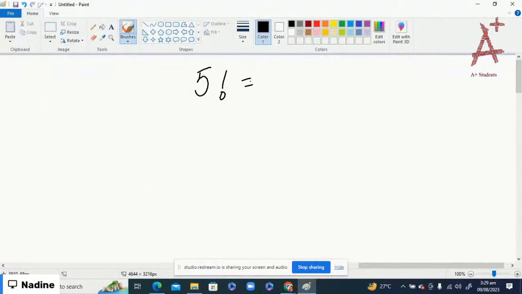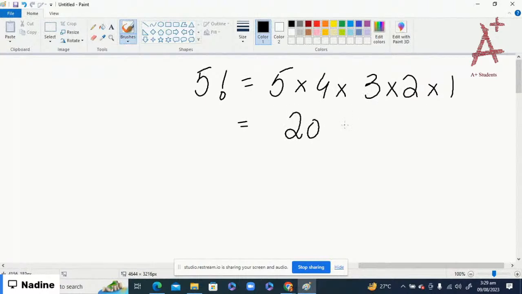So for 5 factorial, we're going to write it this way. Here is 5, 4, then 3, then 2, then 1. Now multiply all of it: 5 times 4 times 3 times 2 times 1. 5 times 4 is 20. All the others stay the same.